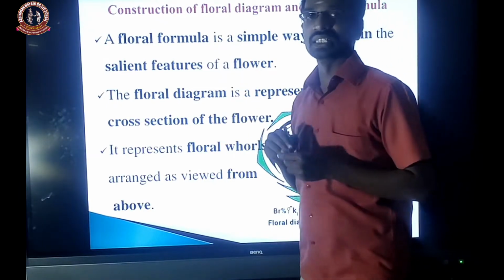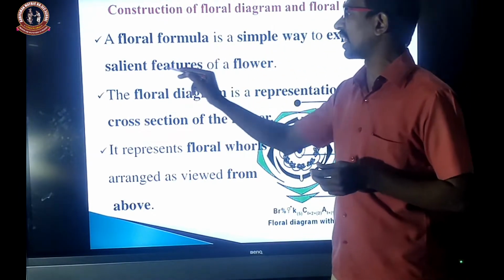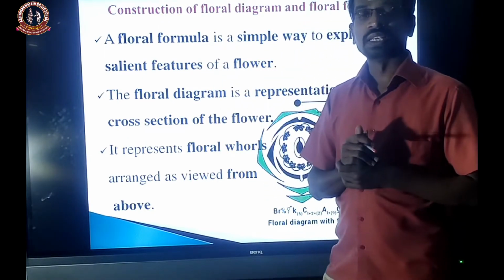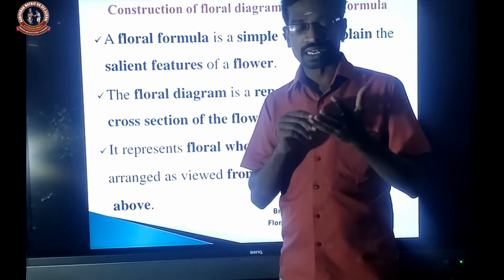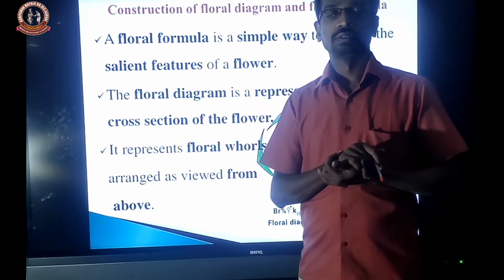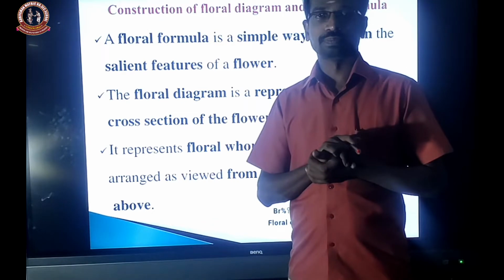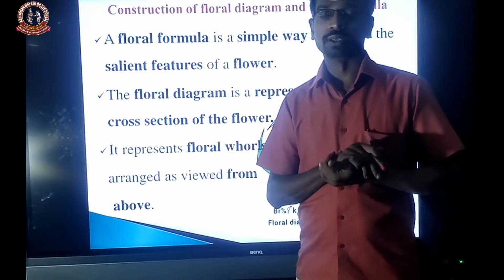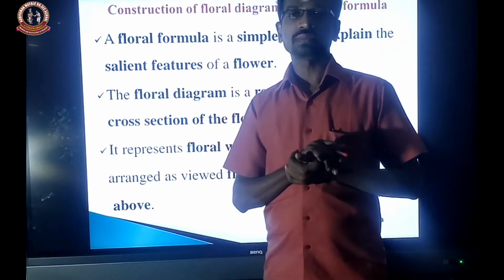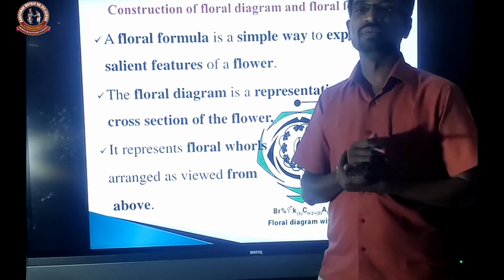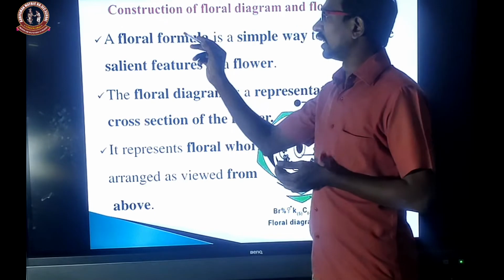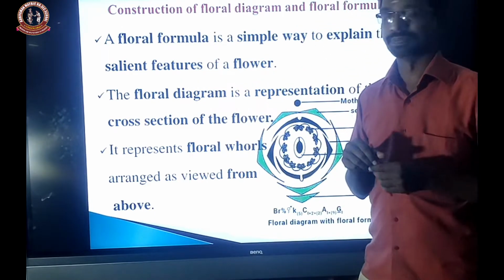The floral formula is a simple way to explain the salient features of the flower. Dichlamydeous means the calyx and corolla are present. Actinomorphic, bisexual, androecium, gynoecium, which may be a superior ovary or an inferior ovary. These are all mentioned in the floral formula, so it represents the salient features of the flower.